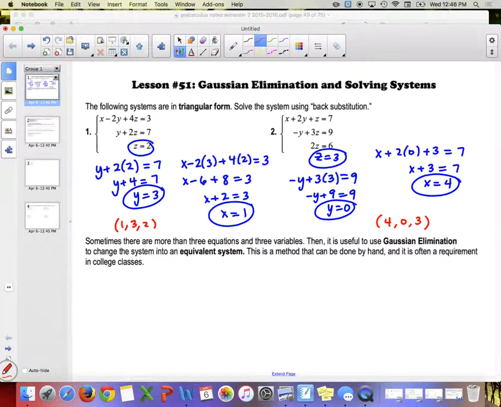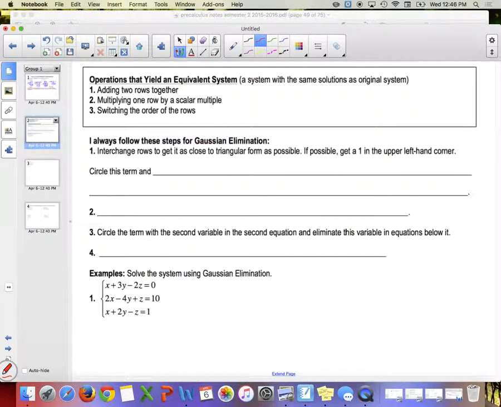So this is a method that can be done by hand, and it's often a requirement in college classes. So if you guys are going to take some kind of freshman level math class, like finite or whatever, I know that they definitely do this in finite at IU. And I tutored a lot of people on this, so it's very important.